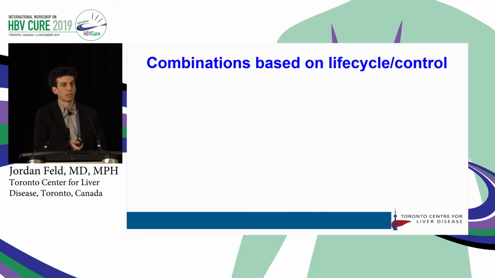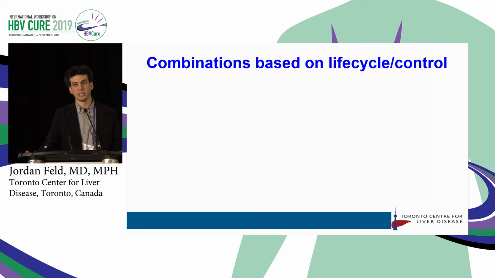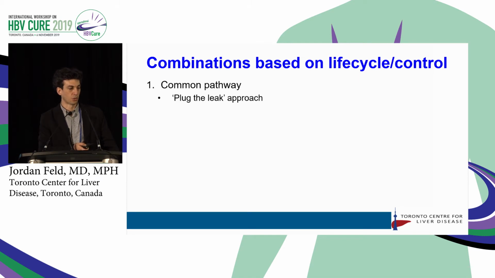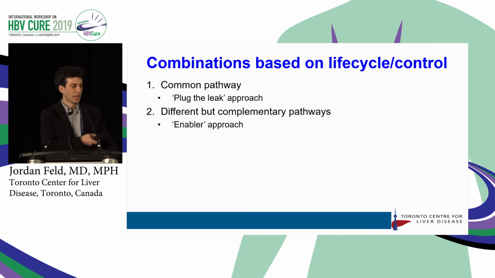So I think a more rational approach is to think about the different ways that you might control either the life cycle or get control. And I've just broken them into three general concepts. The first is where you have a common pathway, and this would be what I call the plug the leak approach. The second would be where you have different but complementary pathways, and I call this the enabler approach, where you have one drug that's helping the other drug.